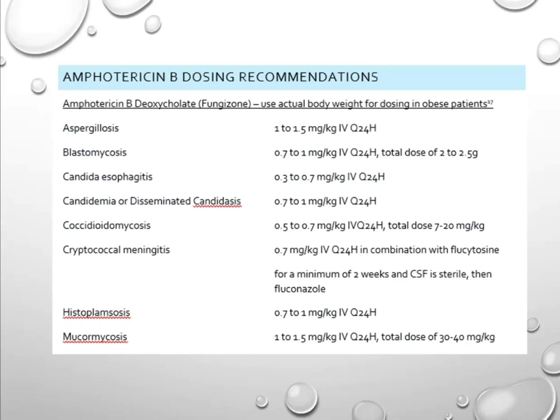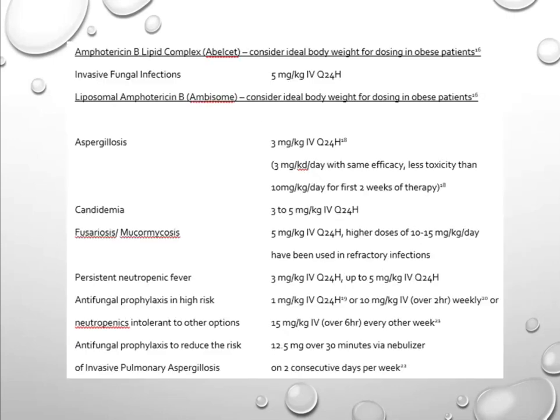amphotericin B. So conventional amphotericin B is very rarely used anymore, typically doses of 0.5 to 1.5 milligrams per kilogram per day, higher doses for mold infections. Abelcet has only been studied at 5 milligrams per kilogram per day. Liposomal amphotericin B, or AmBisome, has been studied at a wider range of doses, possibly due to superior tolerability. So we do know that for aspergillosis, 3 milligrams per kilogram per day was as effective as 10 milligrams per kilogram per day, but less toxic.